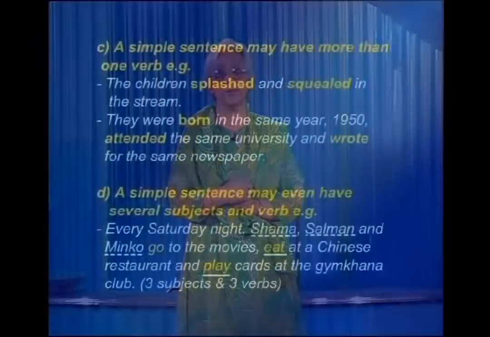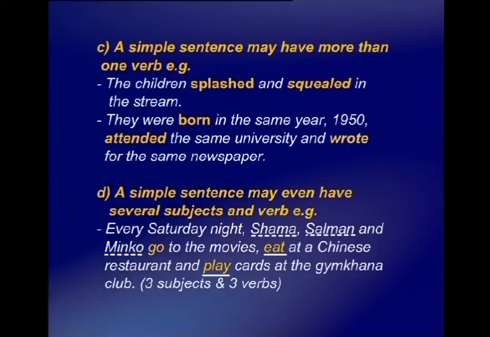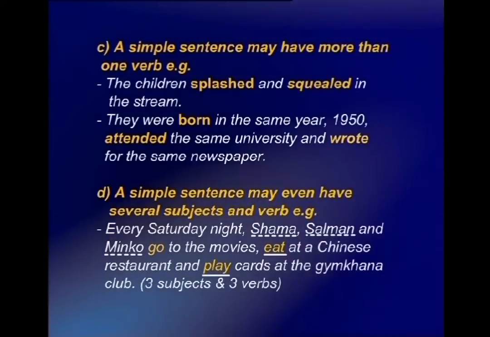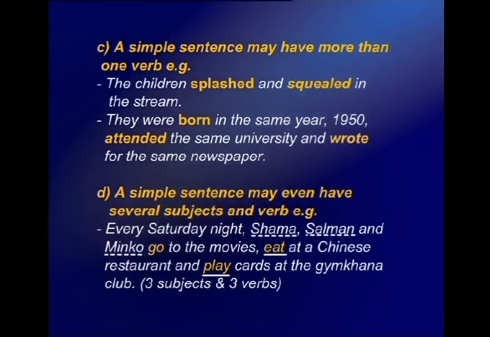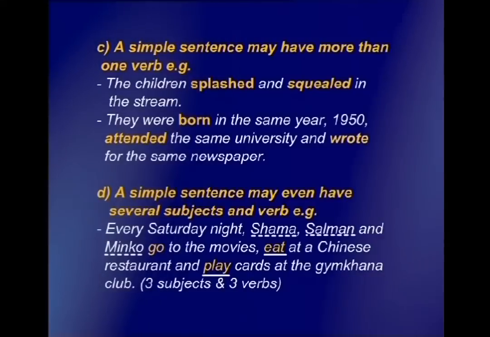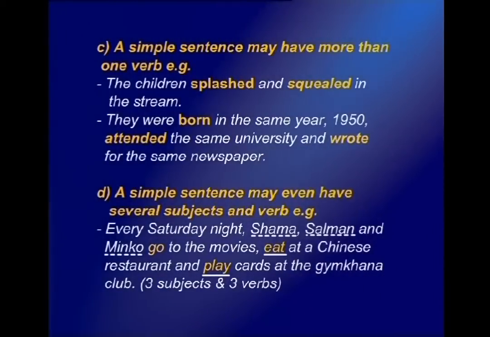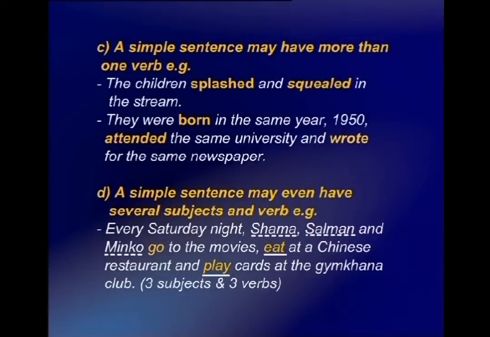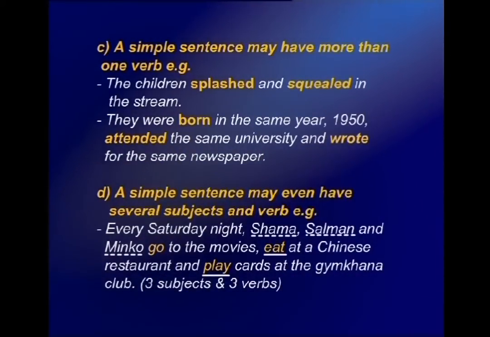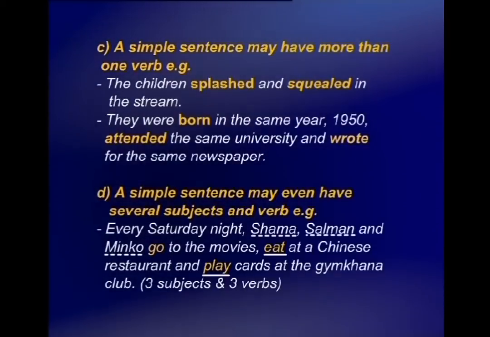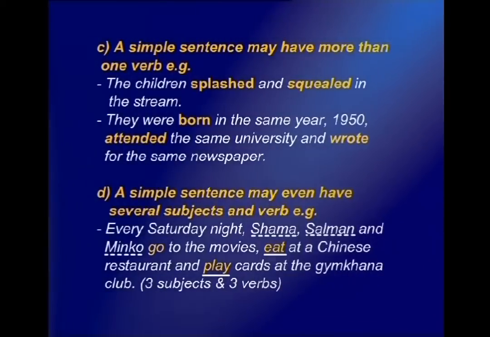The third thing to remember about simple sentences is that it may have more than one verb. A simple sentence may have more than one verb. Example, the children splashed and squealed in the stream. The children splashed and squealed in the cold water of the stream. The second example, they were born in the same year, 1950, attended the same university, and wrote for the same newspaper. Now, notice in these two sentences, there are more than one verb. In the first one, it is the verbs splashed and squealed. In the second example, you've got the verbs born, attended, wrote.